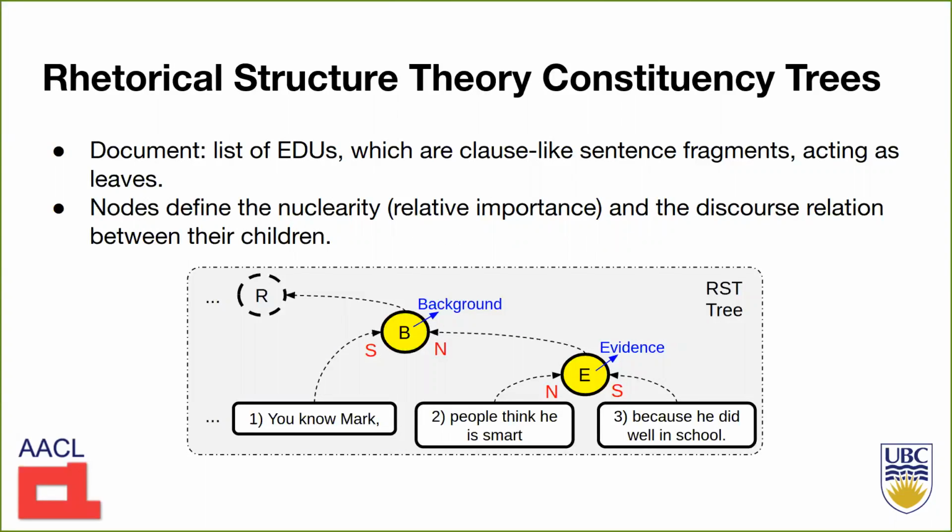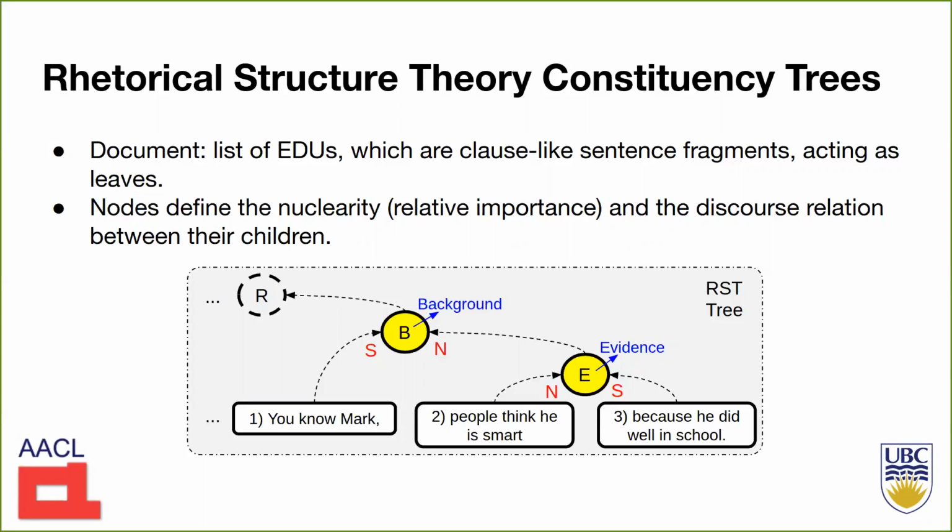We now review the rhetorical structure theory, RST for short, which is the tool that allows us to capture the document discourse information. An RST analysis of the document is performed by building a constituency tree over its list of elementary discourse units, EDUs for short, which are non-overlapping clause-like sentence fragments acting as the leaves of that tree.